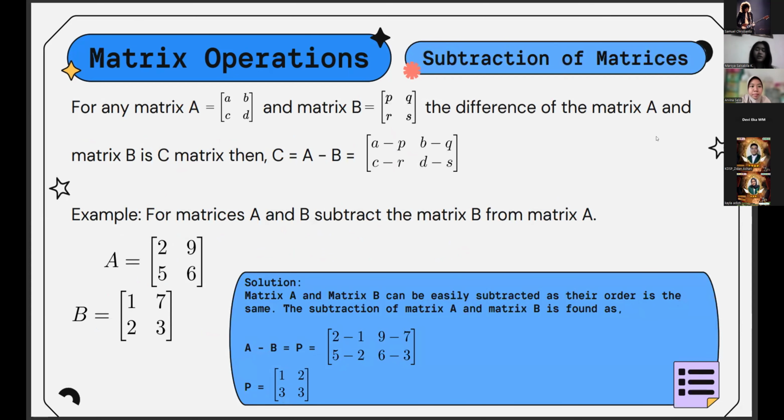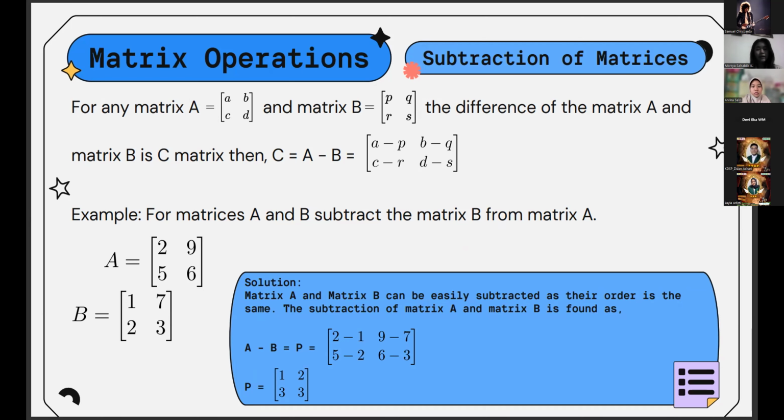The next one is subtraction of matrices. As we add two matrices, we can also easily subtract two matrices. The only thing we have to note is that the order of both the matrices that are to be subtracted must be the same. That is, to subtract two matrices, we have to make sure that they are of the same order. Then each element of the first matrix is subtracted with the corresponding element of the second matrix to get a single matrix, and thus the subtraction operation gets completed.